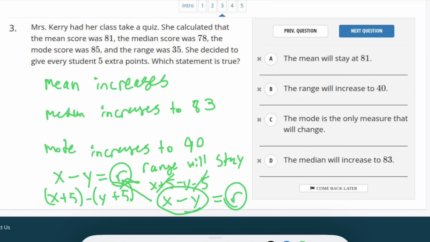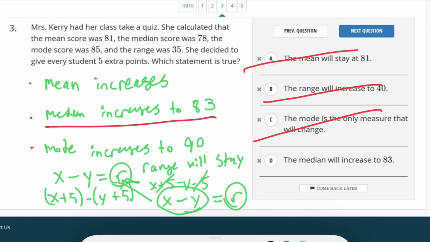So which statement is true? The mean will stay at 81. We already know it increases, so that is incorrect. The range will increase to 40. The range will not even increase, so that's completely incorrect. The mode is the only measure that will change. That is wrong, because we already saw 3 measures that will change. The median will increase to 83. That's exactly what we wrote down. So our answer is D.